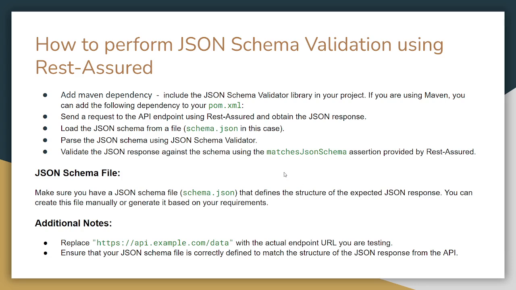JSON schema. For JSON schema, make sure that you have a JSON schema file that defines the structure of the expected JSON response. You can create this file manually or generate it based on your requirements. Additional note, you can add your API endpoint URL and ensure that the JSON file is correctly defined to match the structure of the JSON response from the API.